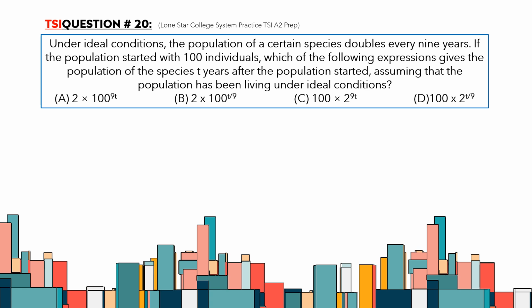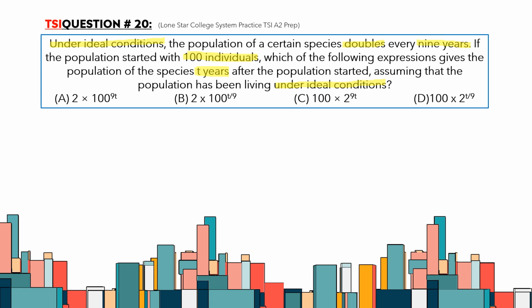So what we have is that it doubles every 9 years, and it is under ideal conditions, so it matches, right? And then we start with 100 individuals. We highlight all the given information. Then they ask: what is the expression that gives the population of the species after t years, after it starts? Okay, so let's write down the given information.